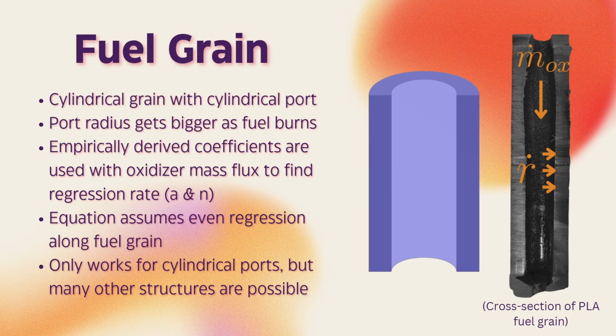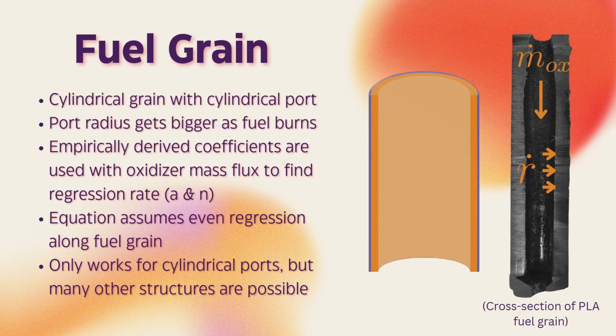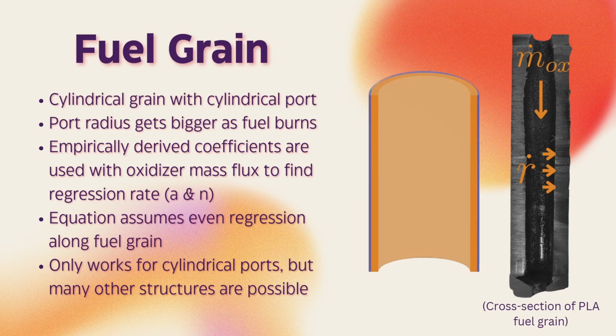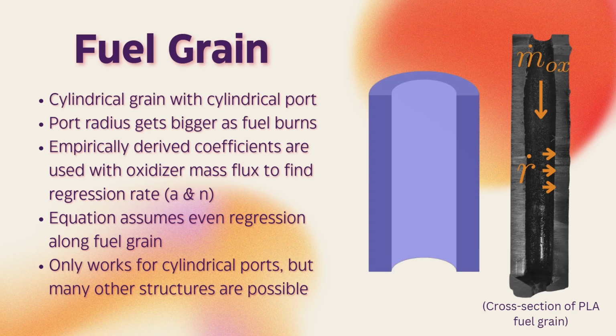The equation to find R dot has these empirically derived coefficients similar to the injector, except there is lots of data for these online. Those two letters are A and N that are the empirically derived things. This model assumes even regression along the fuel grain, which isn't fully accurate, but it's a good enough approximation. You can see in the real cross section that the regression increases as you travel down the grain, but there's not a lot of good data for adding that to the simulation. So I decided to just assume even regression.